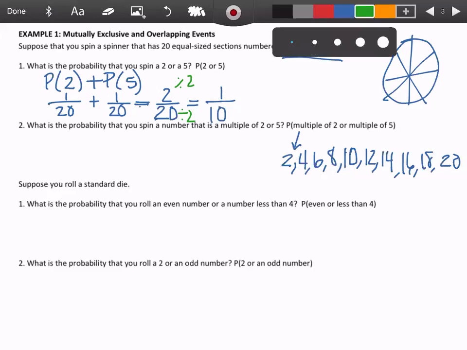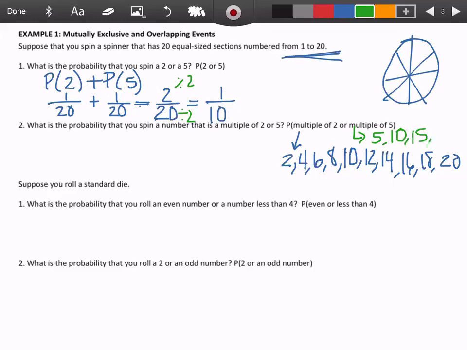Then we need multiples of 5. So multiples of 5, you're thinking of numbers that 5 can divide into. So 5 can divide into 5. 5 can also divide into 10. 5 can divide into 15. And 5 can divide into 20. So those are all the multiples of 5.